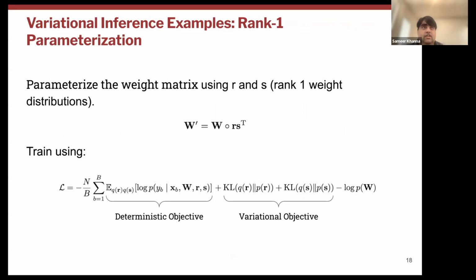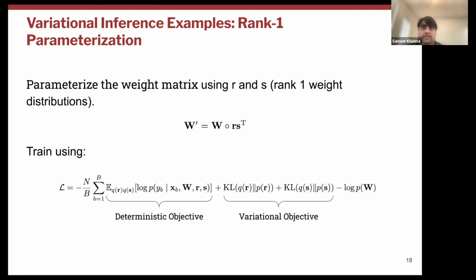And finally, in rank 1 parameterization, we parameterize the weight matrix using W, R, and S, which combine to form W prime as shown here. The weight matrix W is trained using the loss function shown here. As can be seen, W is treated as deterministic and updated and trained via MLE, while the vectors R and S are trained using a variational objective function. The name rank 1 parameterization comes from the fact that both vectors R and S are rank 1.